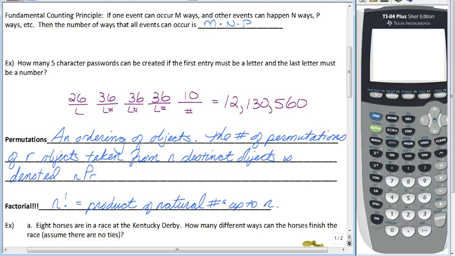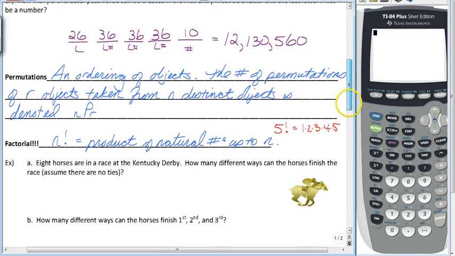And then we have factorial. Now, factorial is the product of natural numbers up to n. So basically what that means very simply is if we had 5 factorial, that means you are going to multiply all the natural numbers up to 5. So 1 times 2 times 3 times 4 times 5 is what 5 factorial means. Now, why don't we just write it that way? Well, what happens if you have to do 17 factorial? Don't worry, your calculator is slick enough that it can do it for you. So let's do an example of one of those.